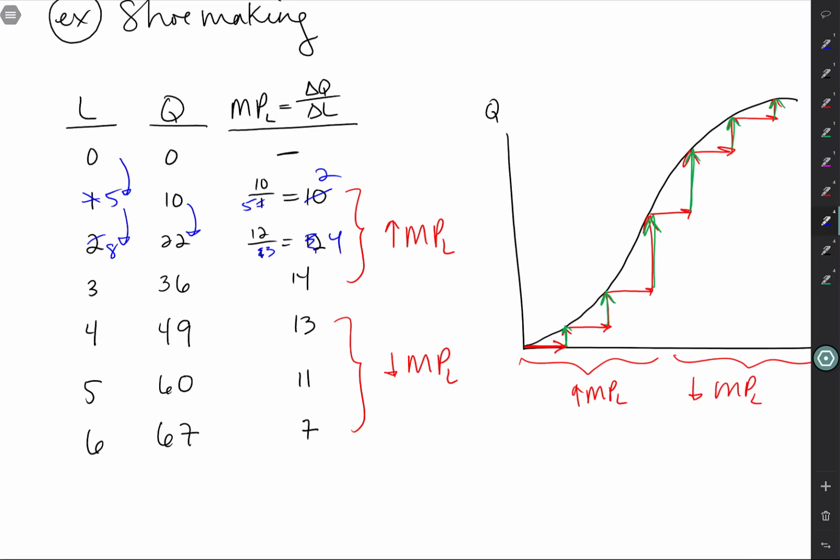So don't think that delta L always has to be 1. It doesn't have to be 1. I just happen to use 1 because I like 1. So I wanted to point that out as well.